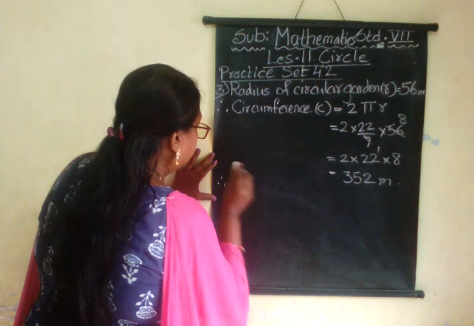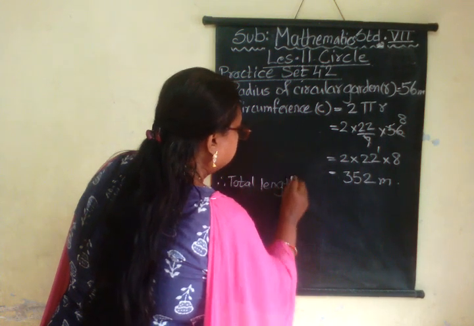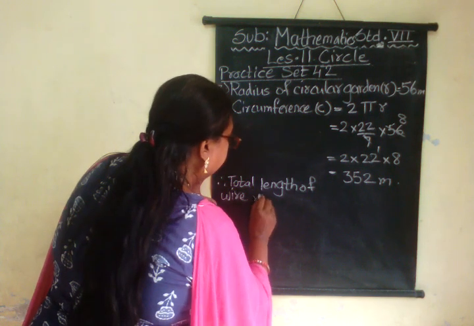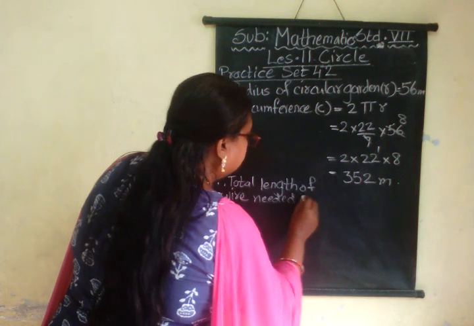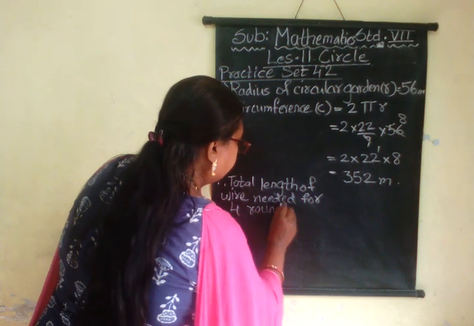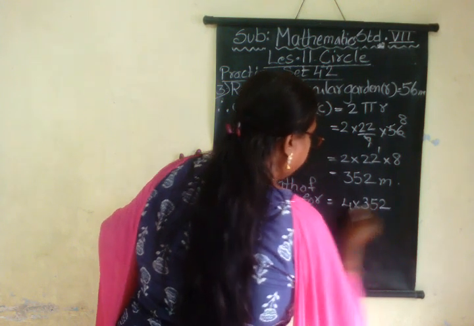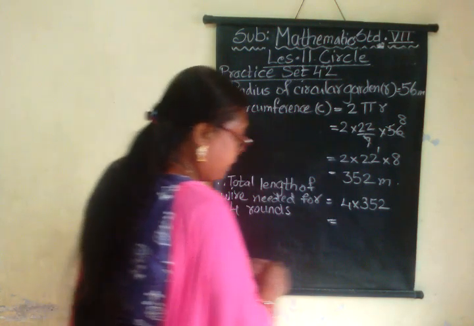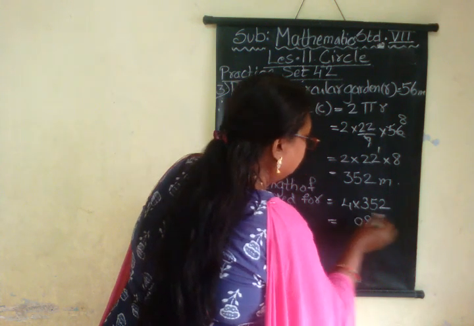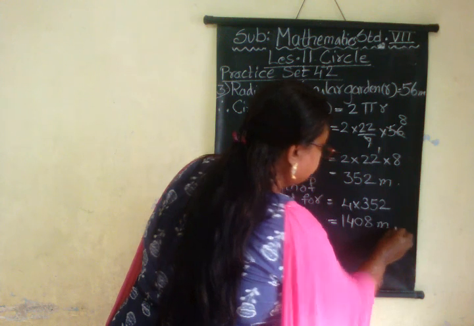Therefore, total length of wire needed for 4 rounds is equal to 4 multiplied by 352. 352 is only one round, so we have to multiply by 4. 4 2s are 8, 4 5s are 20, 0 carry 2, 4 3s are 12 and 2, 14 meters.